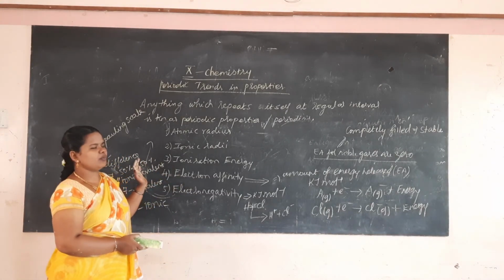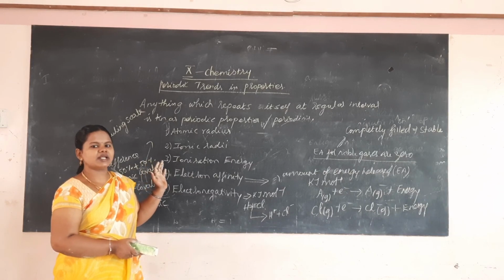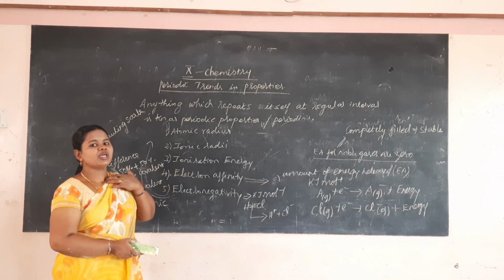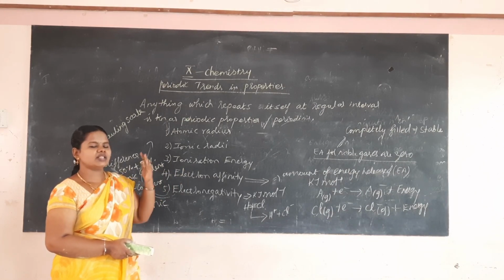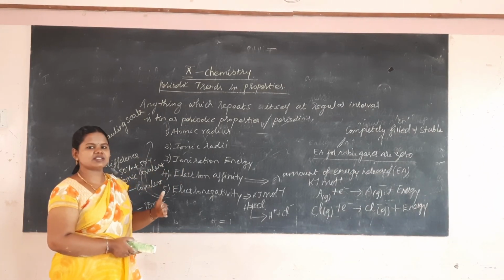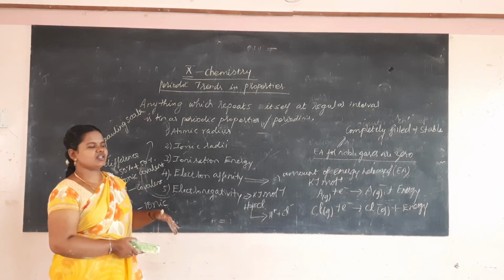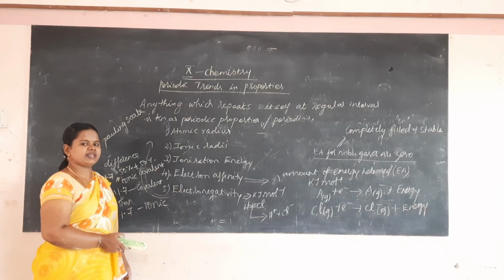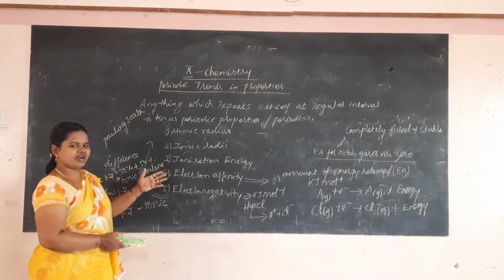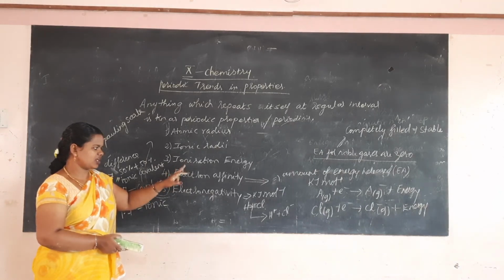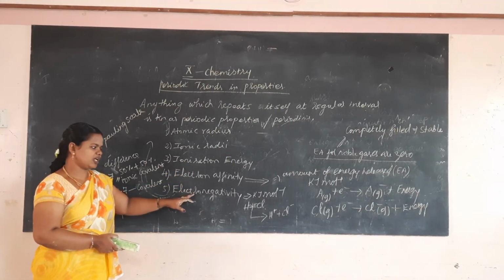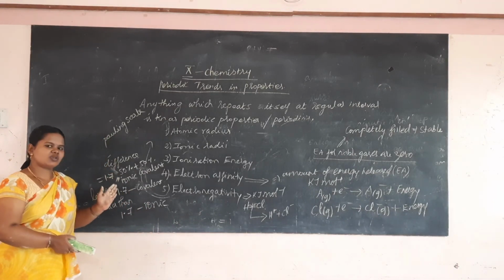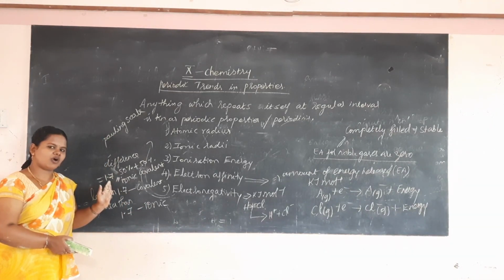So in this lesson we have learned the periodic trends in properties, and here the short answer that we can expect is periodicity, periodic property. Then all the definitions for atomic radius, ionic radius, ionization energy, electron affinity, electronegativity, you can expect in short answer. Then one word, the unit. For example, ionization energy, electron affinity, electronegativity are expressed in kilojoule per mole. Electronegativity is measured using the Pauling scale.